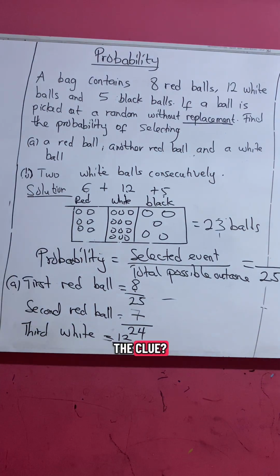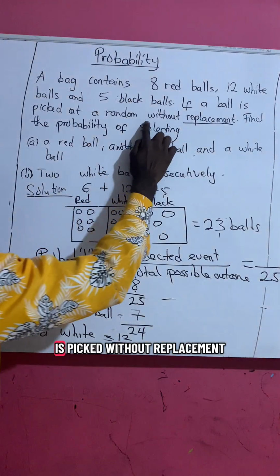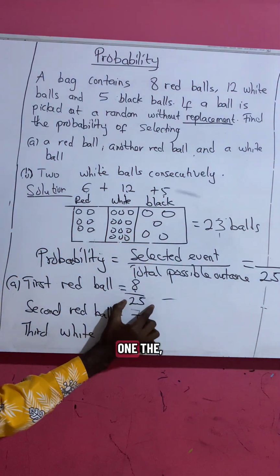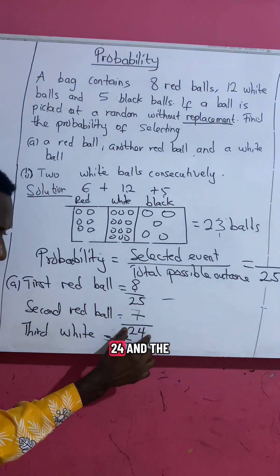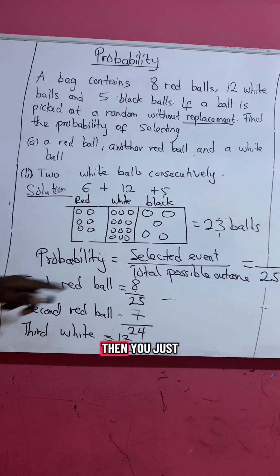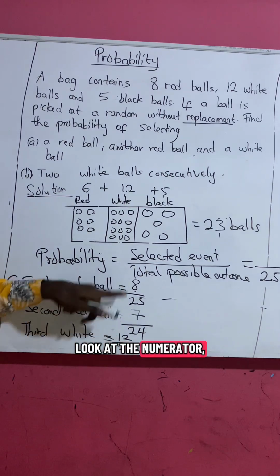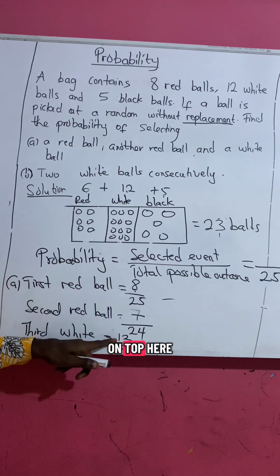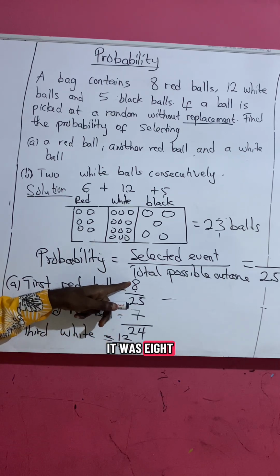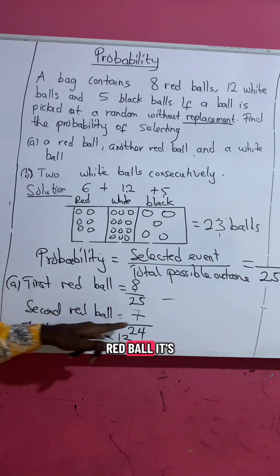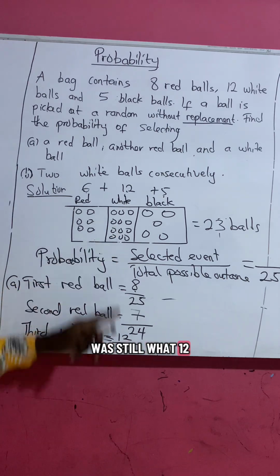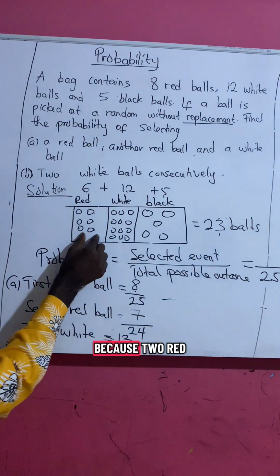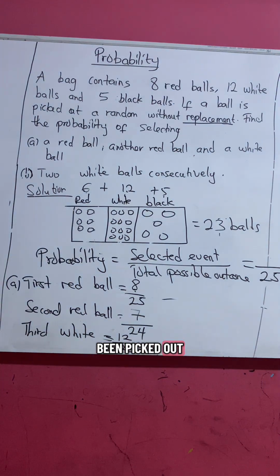Are you getting the clue? I always tell students that when it comes to probability and the ball is picked without replacement, the first denominator is 25, the next reduces to 24, and the next reduces to 23. Then you just look at the numerator, the one being picked on top. Here we picked a red ball, it was 8, and one was picked. So for another red ball, it remained with 7. But when we came to the white ball, it was still 12. The number has reduced to 23 because 2 red balls have already been picked out without replacement.